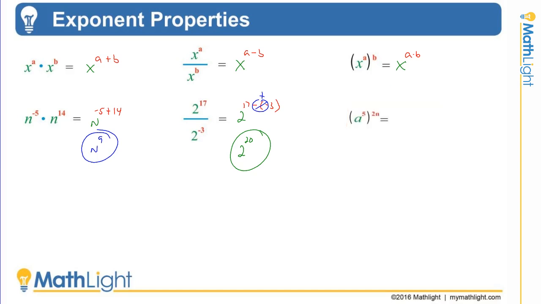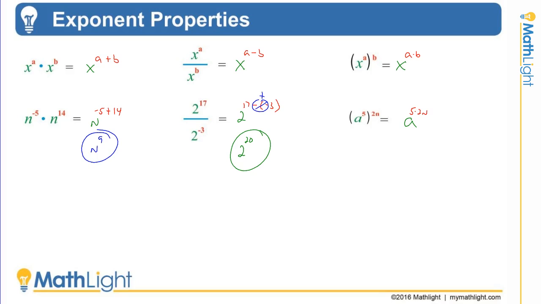And so an example would be something like this: a to the 5th to the 2n. Okay, not so tough. You got your base, and you're going to multiply the exponents. Okay, so what? It has variables. It doesn't matter. Learn the rule, and you can deal with anything.